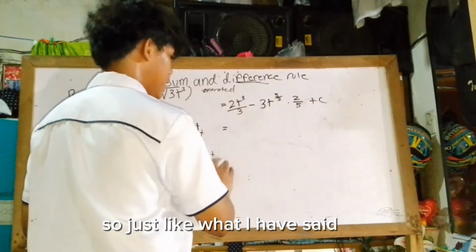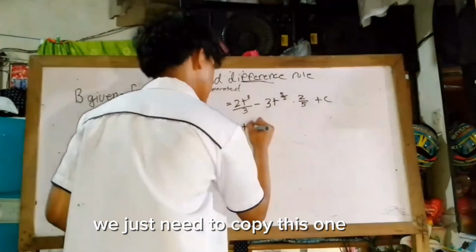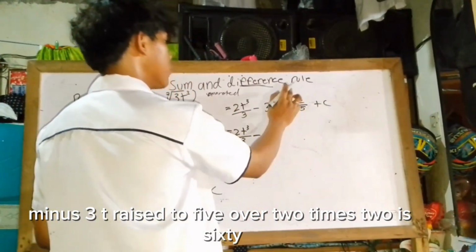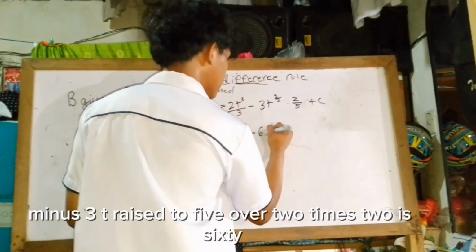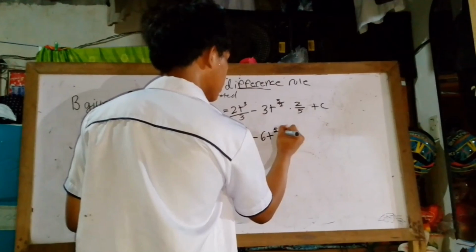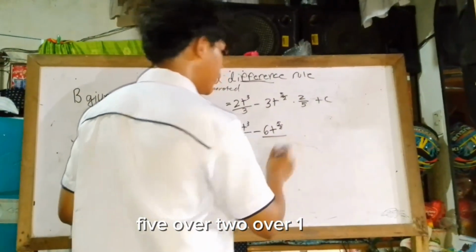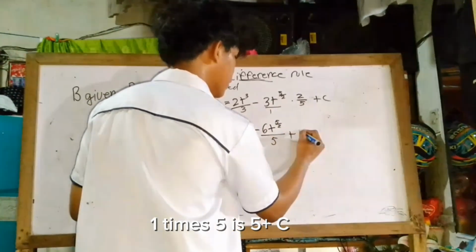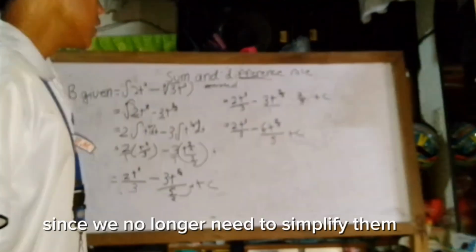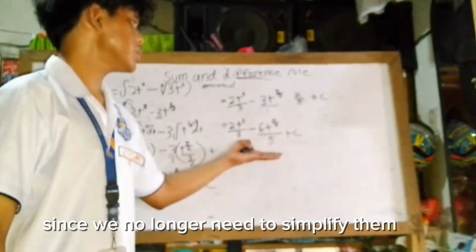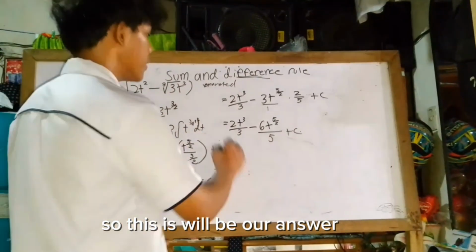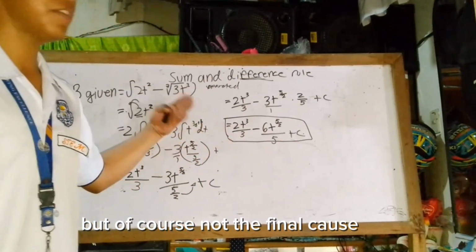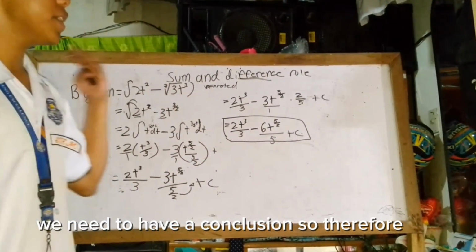So just like what I have said, we just need to copy this one, minus 3t raised to 5 over 2 times 2 is 6t^(5/2) over 1. 1 times 5 is 5 plus c. Since we no longer need to simplify them, this will be our answer. But of course, not the final, because we need to have a conclusion.